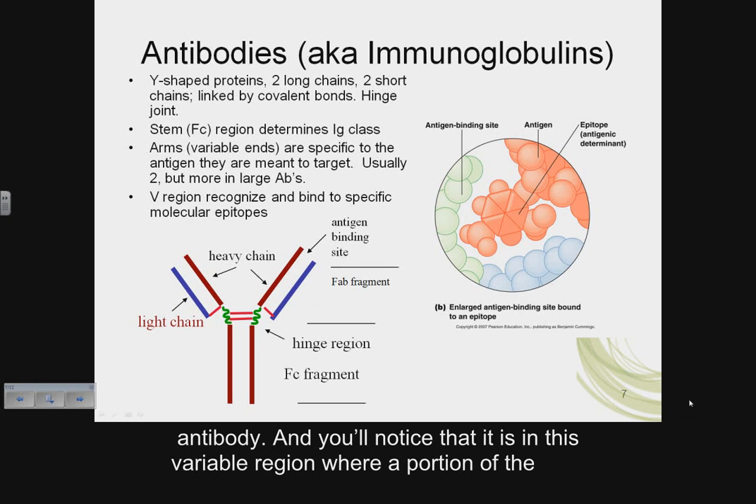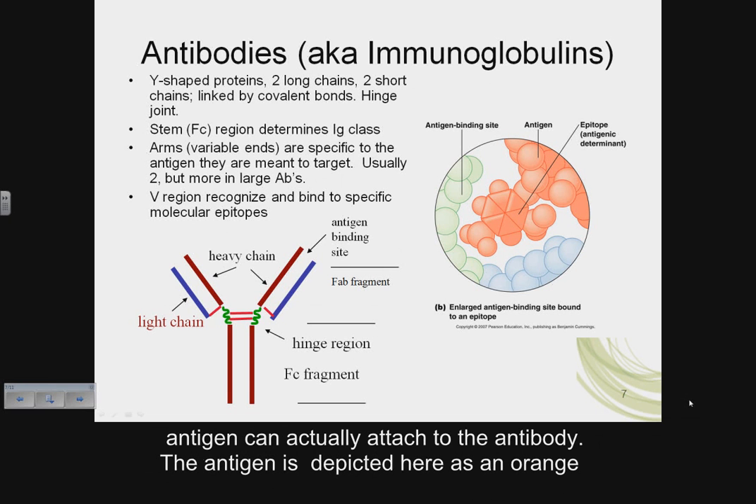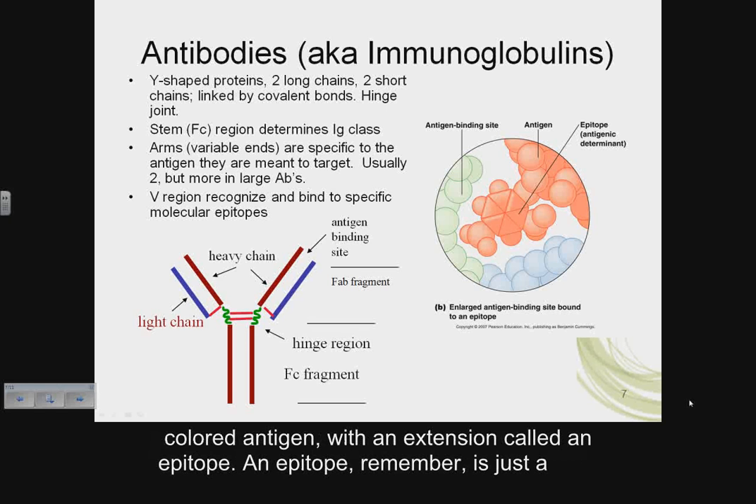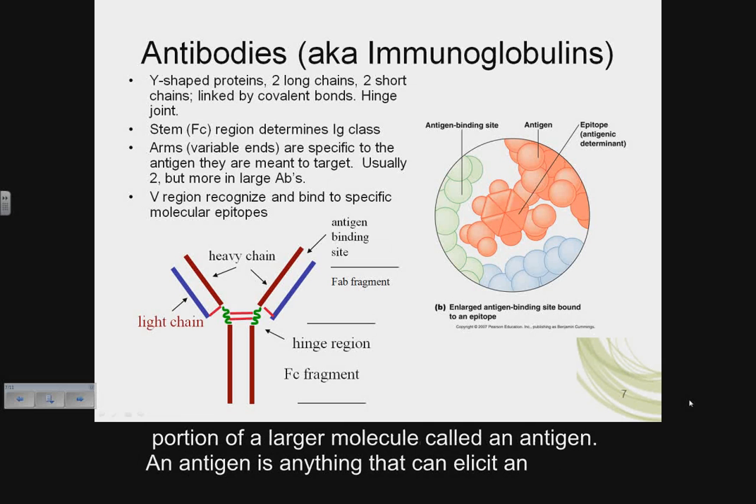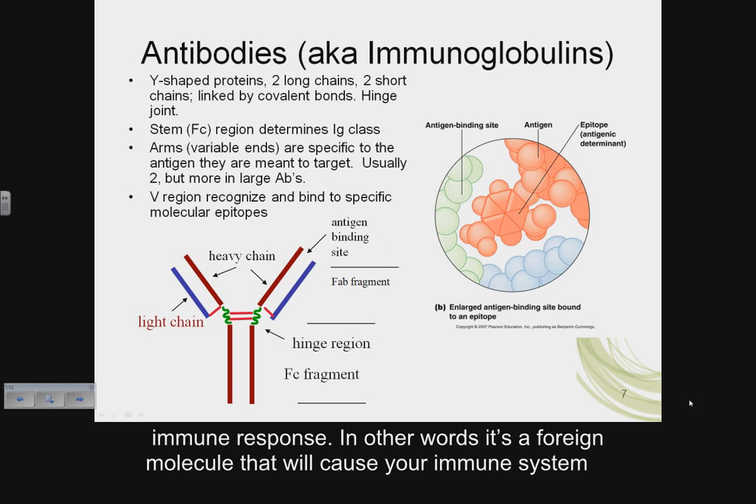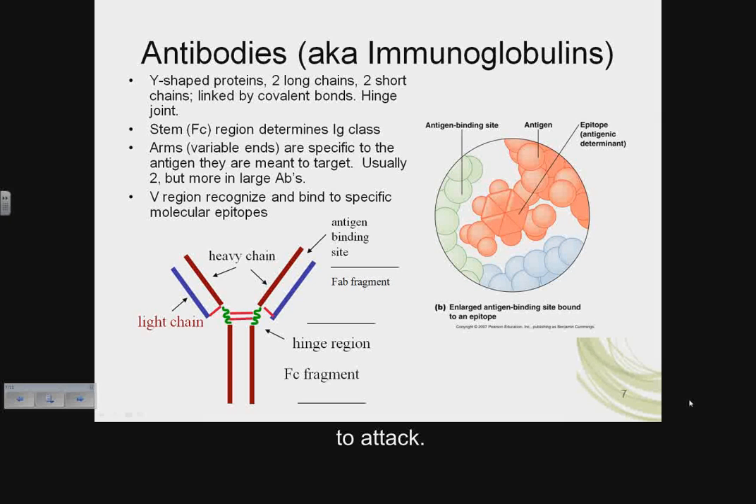In the circle of this drawing, you'll see it is an expanded region of the variable end of the antibody, and you'll notice that it is in this variable region where a portion of the antigen can actually attach to the antibody. The antigen is depicted here as an orange-colored antigen with an extension called an epitope. An epitope, remember, is just a portion of a larger molecule called an antigen. An antigen is anything that can elicit an immune response. In other words, it's a foreign molecule that will cause your immune system to attack.